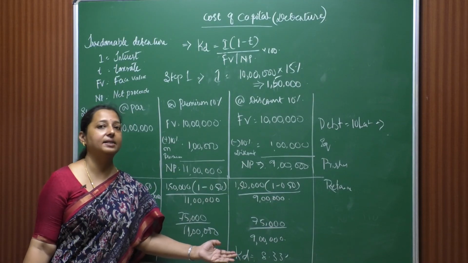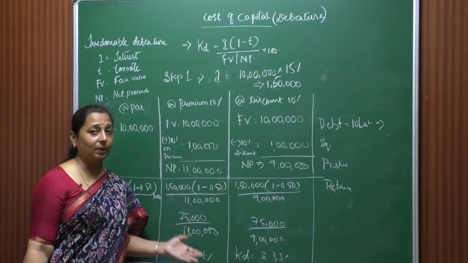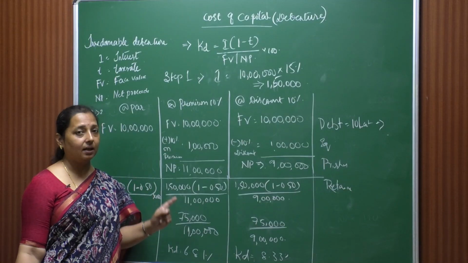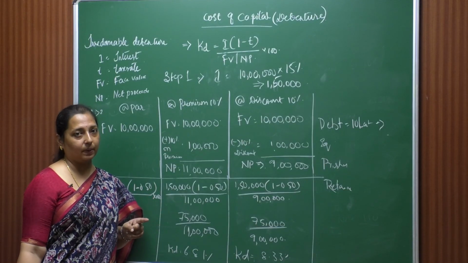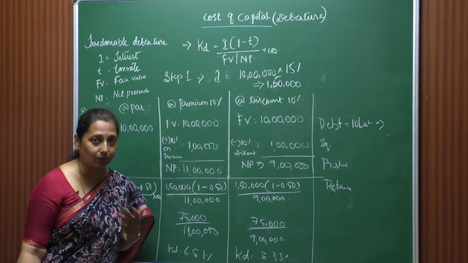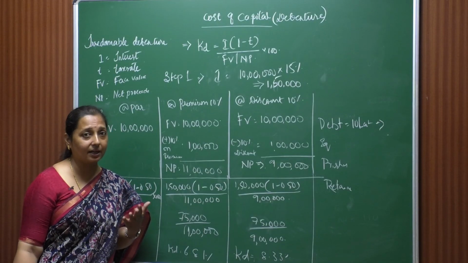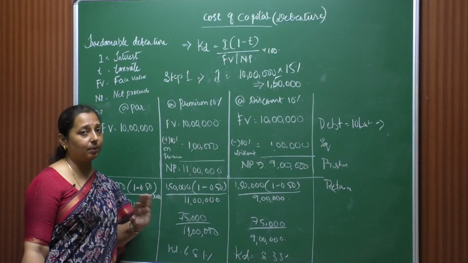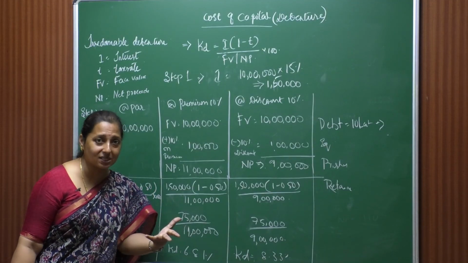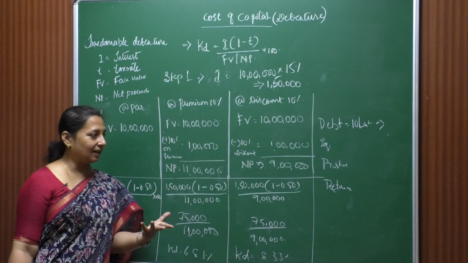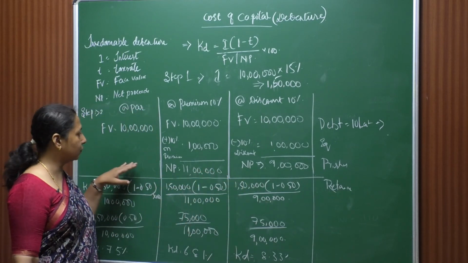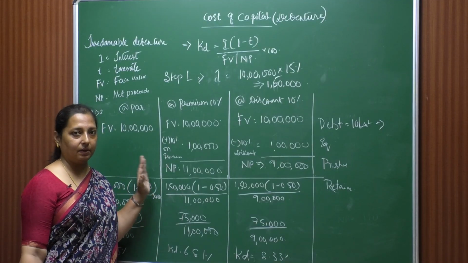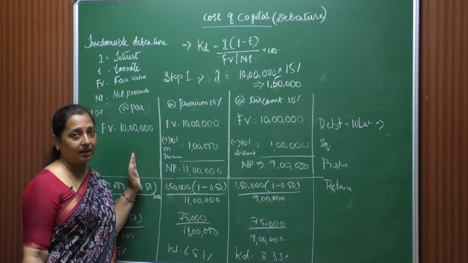Okay, how do you identify irredeemable or redeemable? I am stressing this point again and again. Irredeemable: number of years will be absent. Redeemable: number of years will be present. That is, there is a redeemable value, RV. For irredeemable, the cost of issue itself will be considered as the value. So net proceeds is the major concern. Okay, do not get confused with the issue and the redeemable value. Here redeemable value is absent.